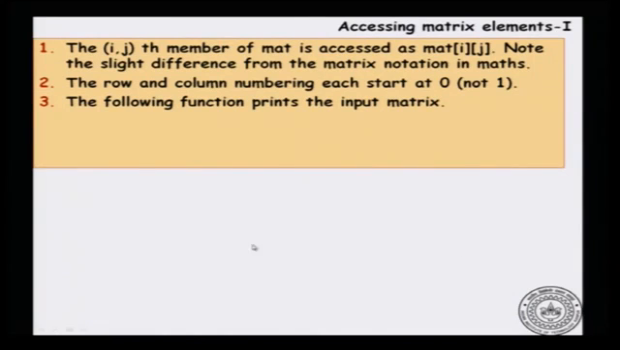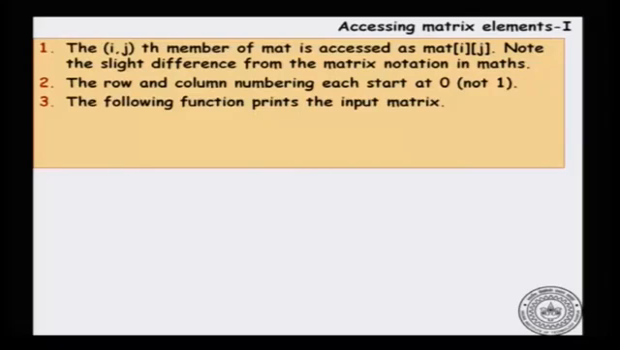Now, the ijth member of the matrix is accessed as mat[i][j]. This is slightly different from the mathematical notation. In mathematical notation, you will write matrix and then a square bracket, and then you will write i comma j followed by a close bracket. So, this is different. In C, you would write the indices separately in their own square brackets. Now, the row and the column numbering begin at 0. This is similar to one-dimensional arrays. We saw that one-dimensional arrays start with index 0.